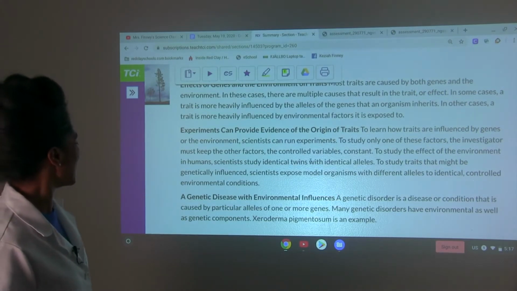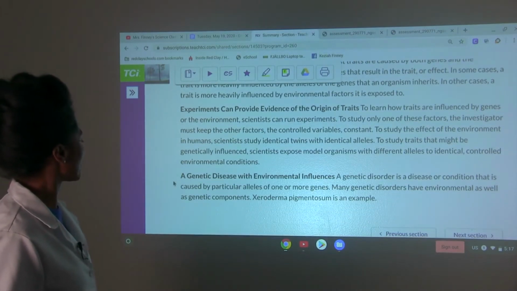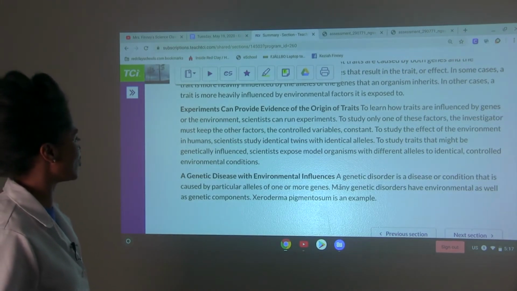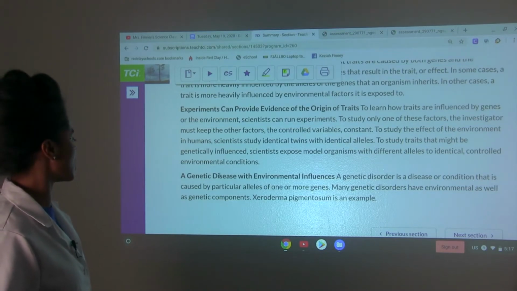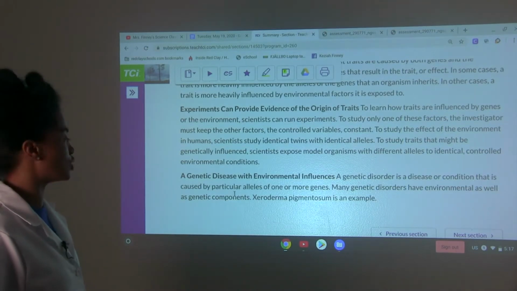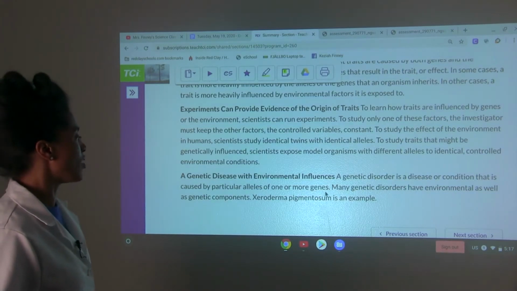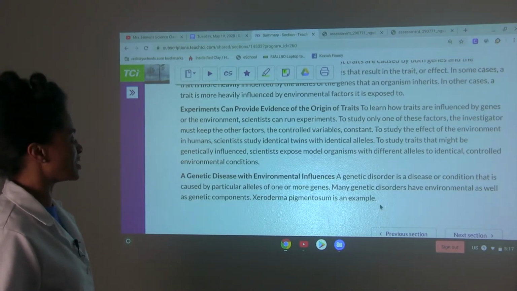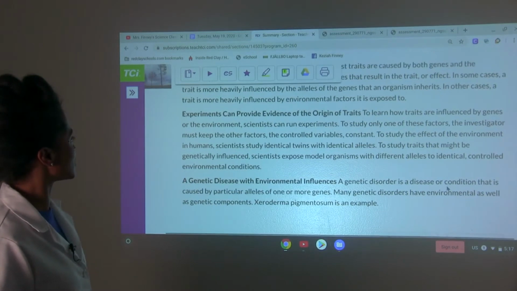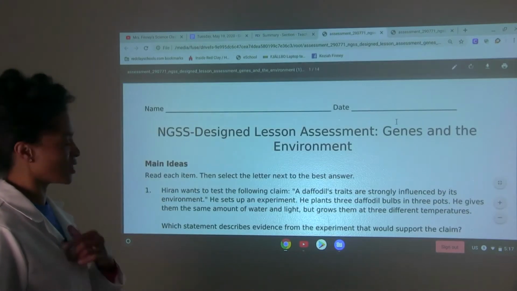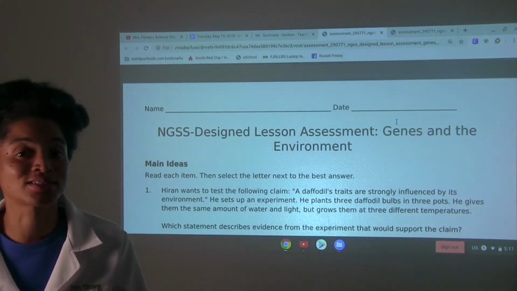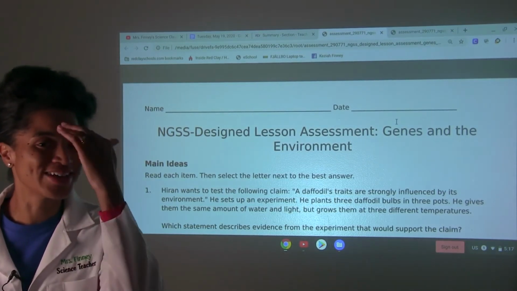All right. Next, in section 3, a genetic disease with environmental influences. A genetic disorder is a disease or condition that is caused by particular alleles of one or more genes. Many genetic disorders have environmental as well as genetic components. XP is an example. So that is our summary for sections 1, 2, and 3 of lesson 10. Let's check out some assessment questions to see what you know.